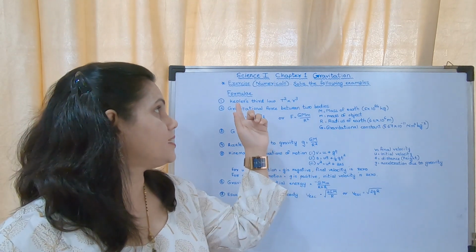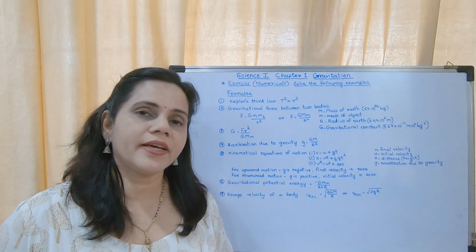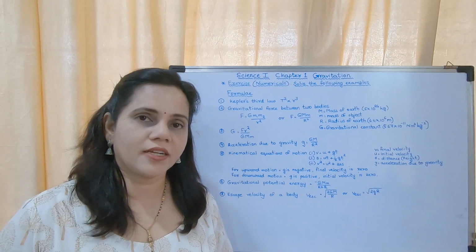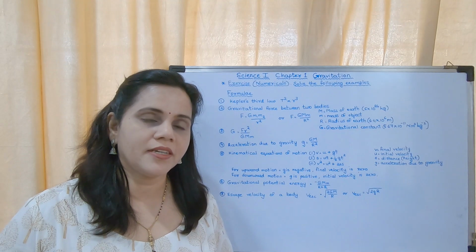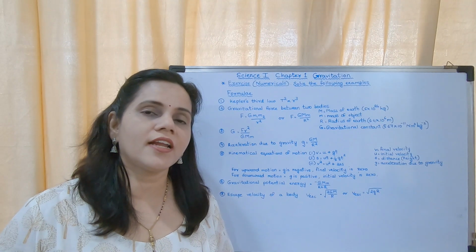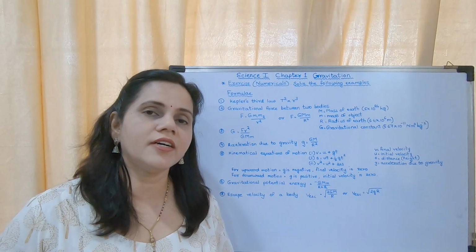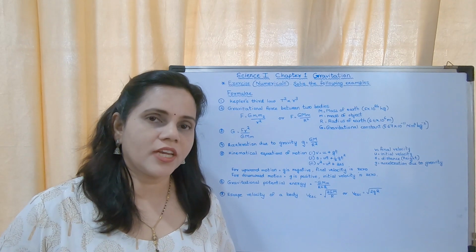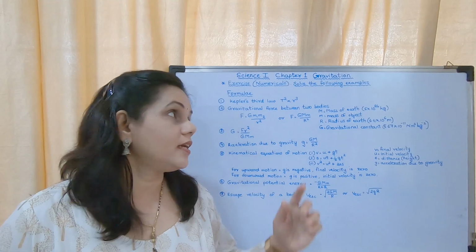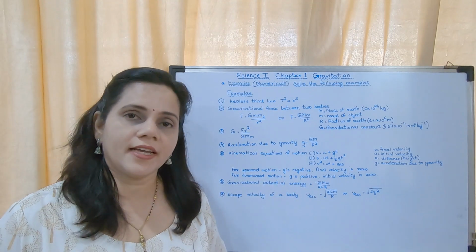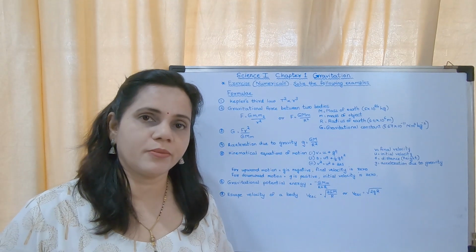The first formula is Kepler's third law. T square is directly proportional to R cube, where T is the time of revolution. Do you remember? T is the time of revolution and R is the mean distance of the planet from the sun. Okay, so T square is directly proportional to R cube. One numerical based on this we had done in the last lecture, if you remember.